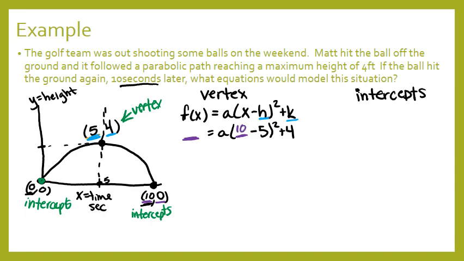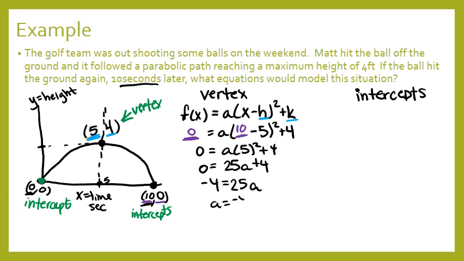If I plug in 10 for x and 0 for y, I now have enough values that I can reduce and find my a value. In this case, I have 5 squared. That gives me a 25a. Subtract the 4. And I end up with an a value of -4/25.